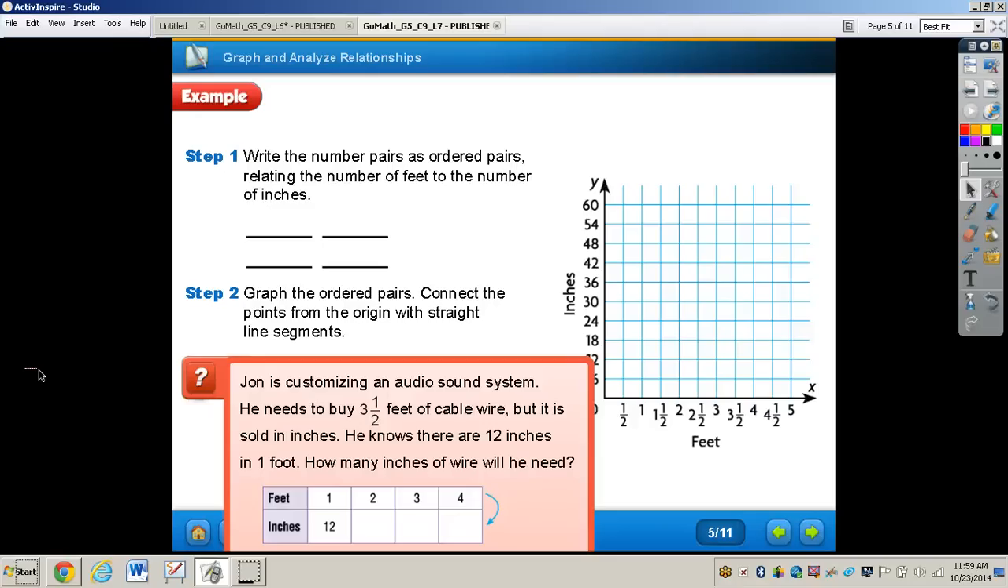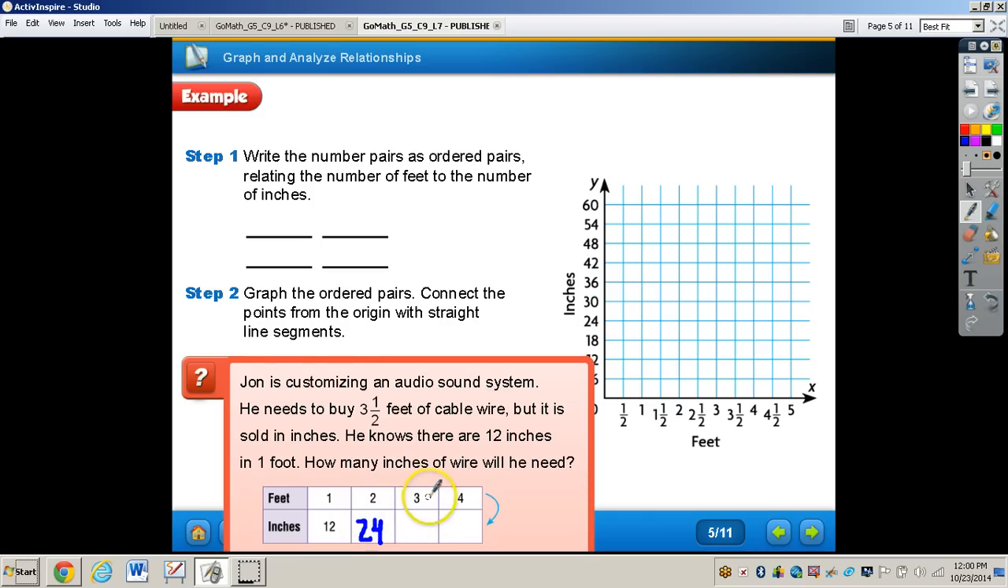So thinking about the table and organizing the information, we know that he needs to buy 3.5 feet of cable wire, but it is sold in inches. So how many inches will he need? In 1 foot, there'll be 12 inches. 2 feet, 24 inches.